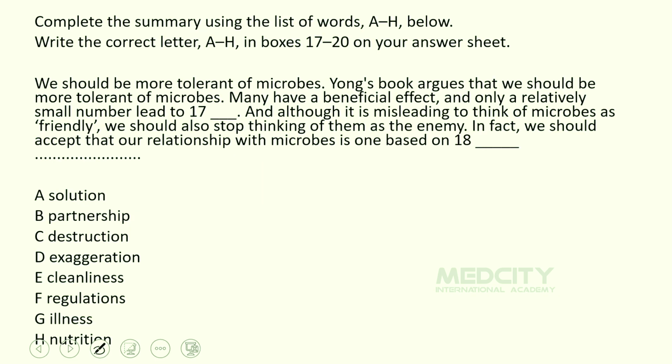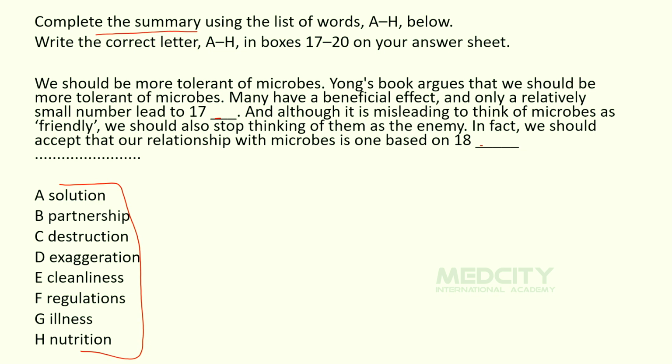Now, another popular question type is complete the summary. It's a completion type question. It can be summary completion, note completion, table completion, whatever it is. Here also you should be very careful regarding the instructions. What is given here? Complete the summary using the list of words. So you have been provided with a list of words and you need to fill in these gaps using the words from this list, the list of words A to H given below.